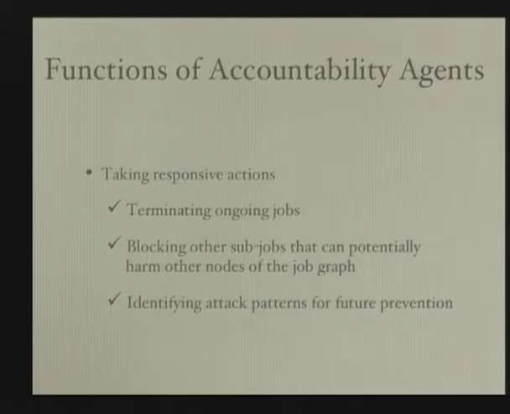And the last step is taking responsive actions. Intuitively, if you detect some anomalies, the first thing you need to do is kill the processes running on behalf of the malicious jobs. Then also kill the pending jobs to block other sub-jobs that can potentially harm other nodes of the job graph. And finally, you identify attack patterns for future prevention by recording the patterns and analyzing them later.